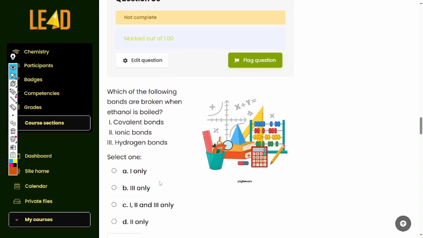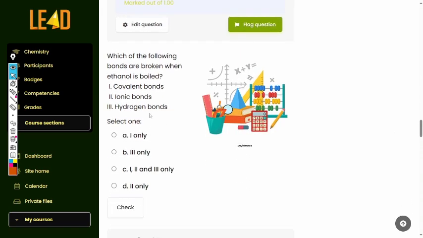86. Which of the following bonds are broken when ethanol is boiled? Ethanol has the formula C2H5OH, so it has an OH functional group. You have OH here. The O here is partially negative and the H is partially positive.